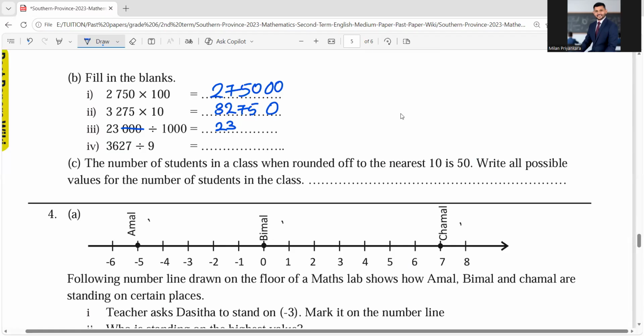When you divide by 9, that means you have to go to long division. 3627 divided by 9. There are 4 nines. 4 times 9 is 36. Remainder is 0. You get 2. There are no 9s. 0, 2. Then you take this 7 and make 27. Then it is going to be 3. And the answer is 403.